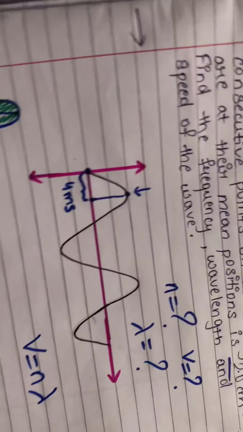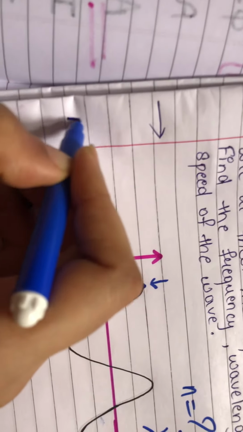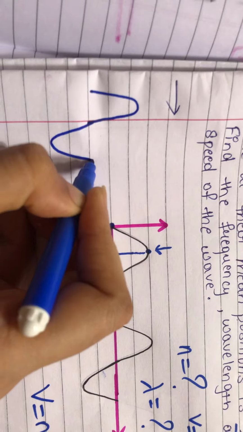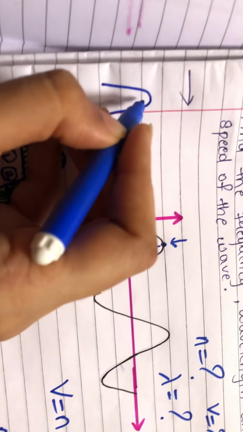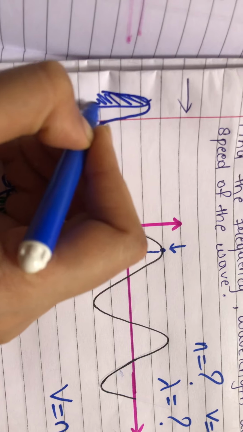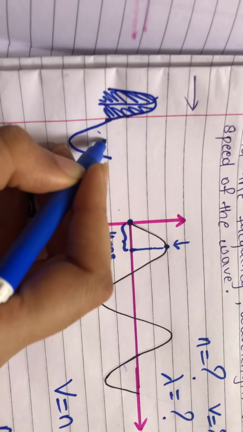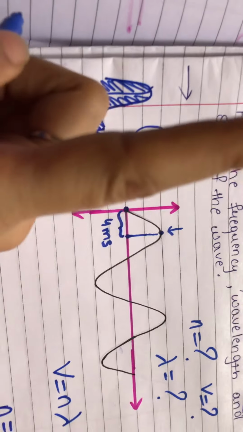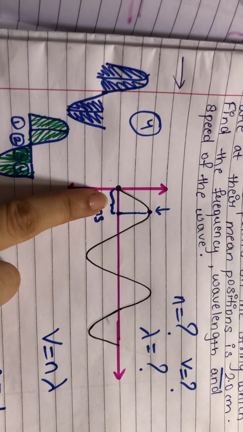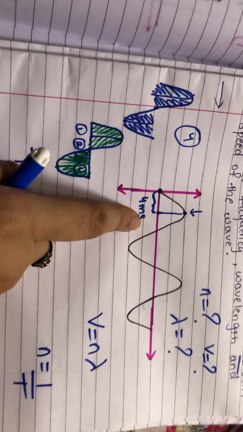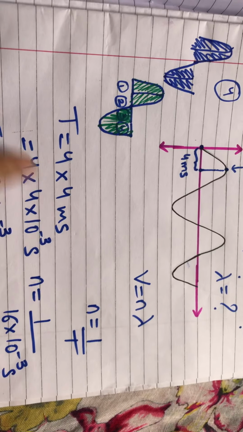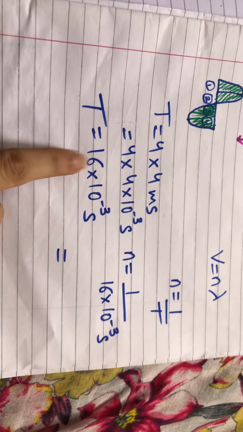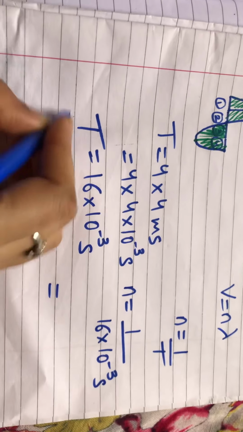Time period is the time taken by the wave to complete one oscillation. See, this is crest and this trough completes one oscillation. So the first quarter part, second quarter part, third quarter part, and fourth quarter part. So 4 quarters complete one oscillation. We have the value of 1 quarter, that is 4 milliseconds. So 4 into 4 milliseconds will give us the time period. Milli is nothing but 10 raised to minus 3, and 4 4s are 16. So 16 into 10 raised to minus 3 second is the time period for one oscillation.